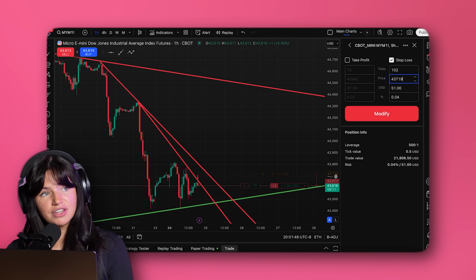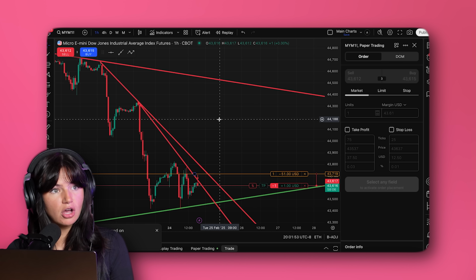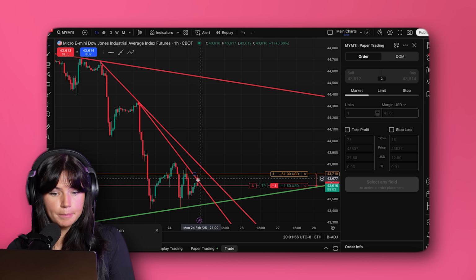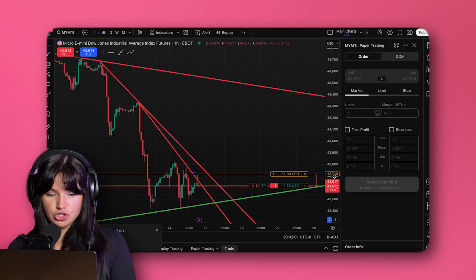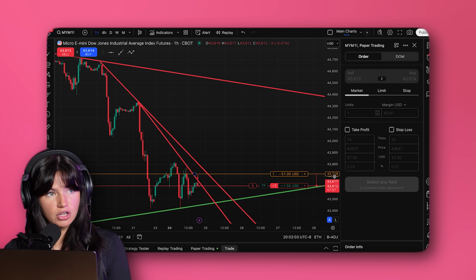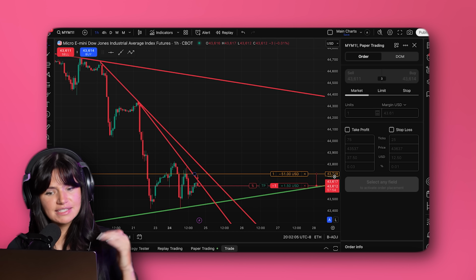I'm willing to lose $50 on this trade. So we have our stop loss in place. If the price comes up, breaks this downward trend line, and hits this $43,719, we have just taken a $51 loss. But now what happens if the price continues in our favor?